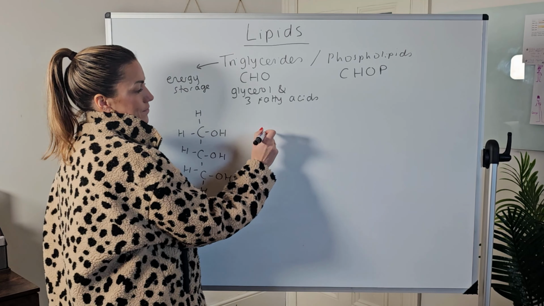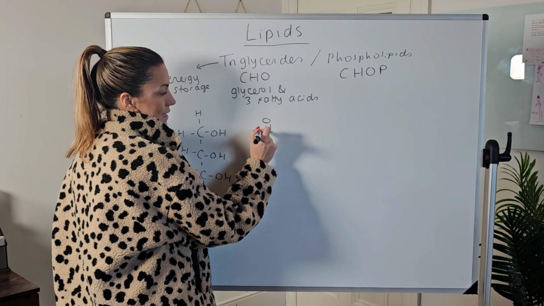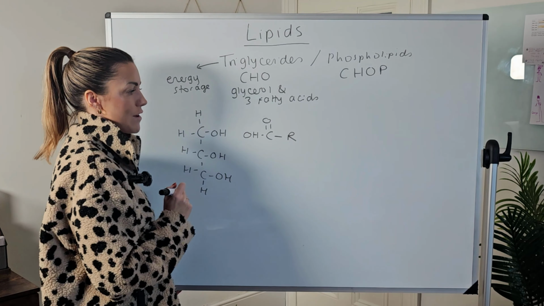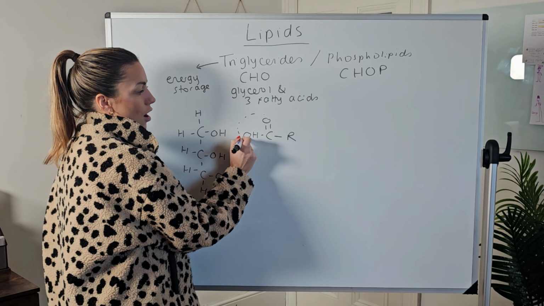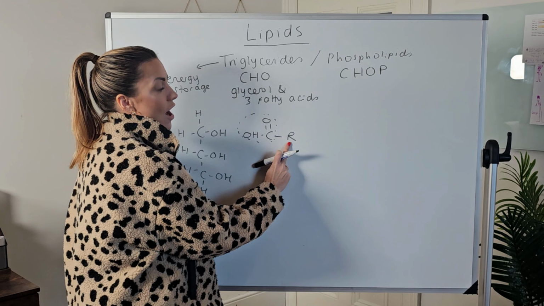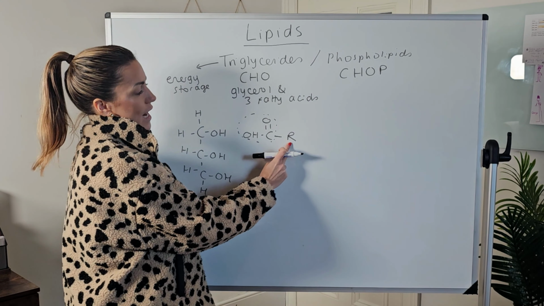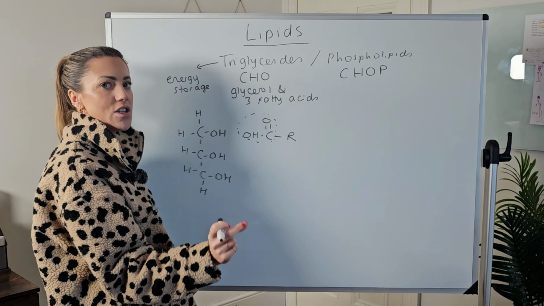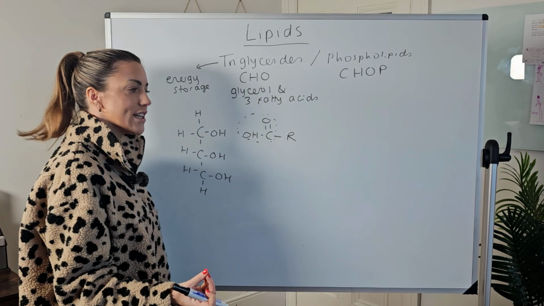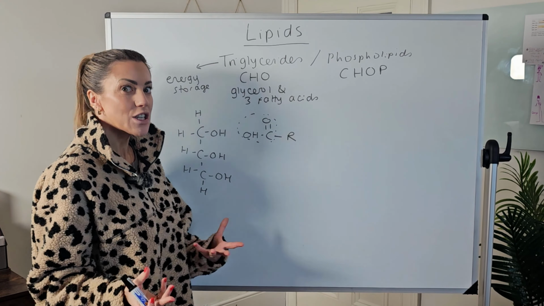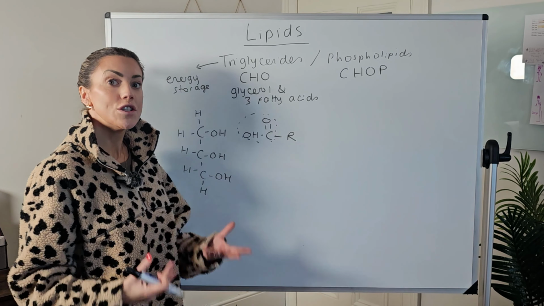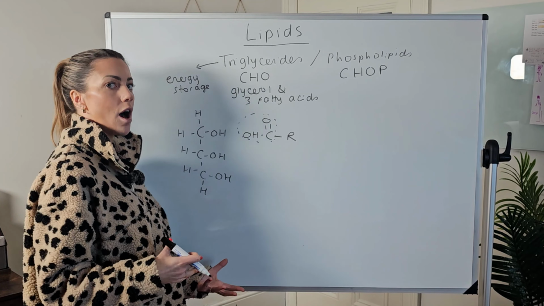Fatty acids, this is how I would draw a fatty acid. I would draw it like that. So we've got the carboxyl group or the COOH group, and then we've got a variable side chain. Now this is going to be a hydrocarbon chain, but it can vary in the number of carbons and the number of hydrogens. It might be saturated, which means there are no carbon-carbon double bonds. It might be unsaturated because there are carbon-carbon double bonds.